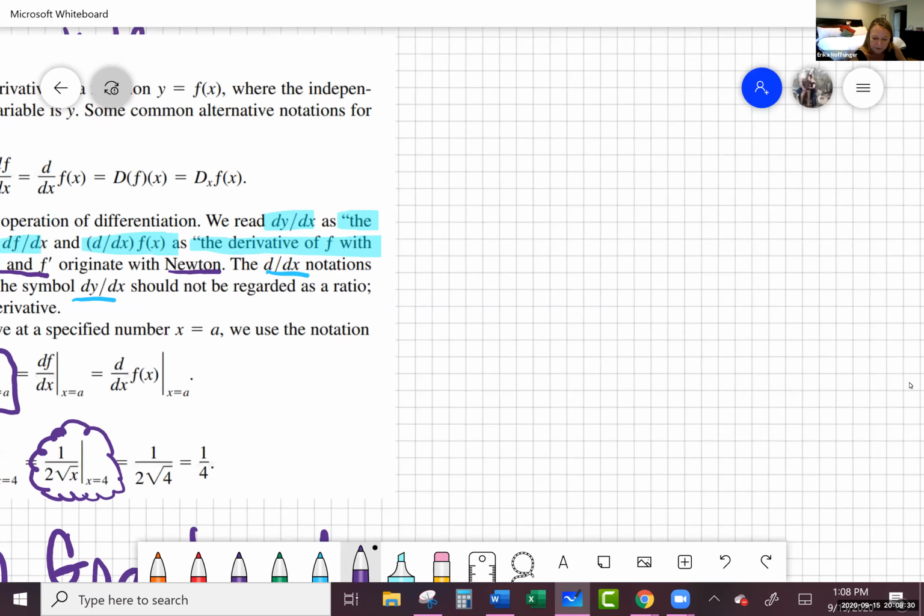Okay, so let's say that we have f of x is equal to, I'm going to do a little bit different.